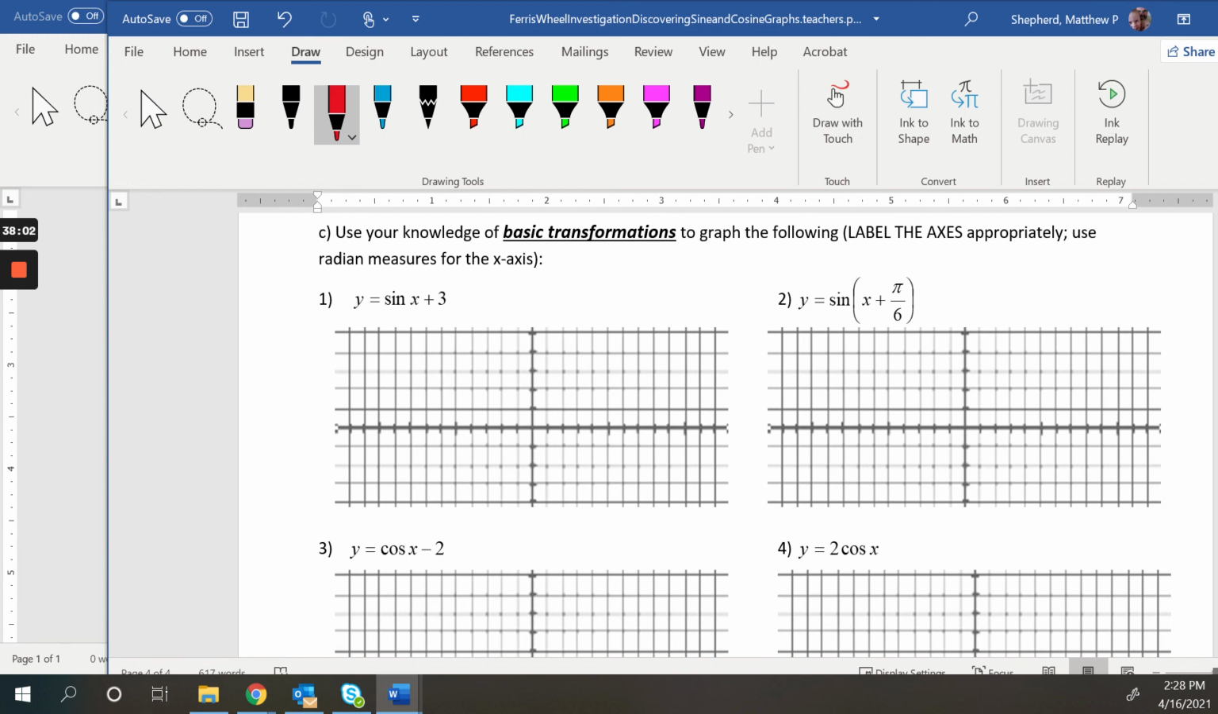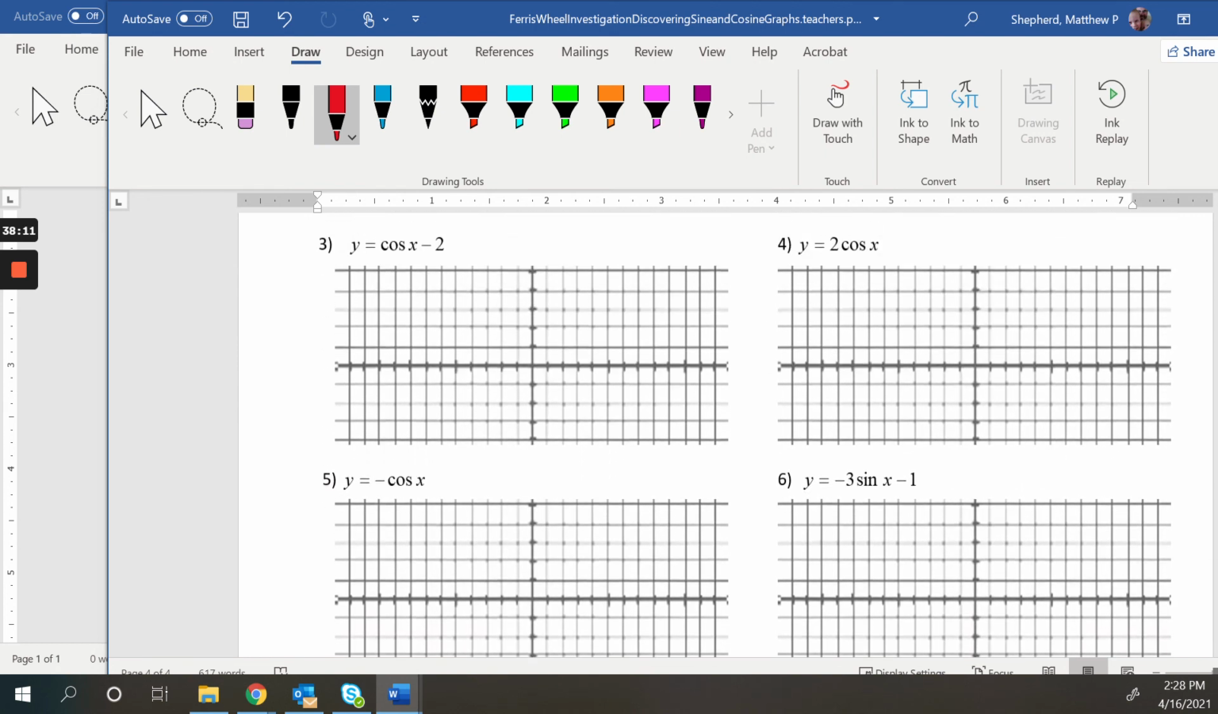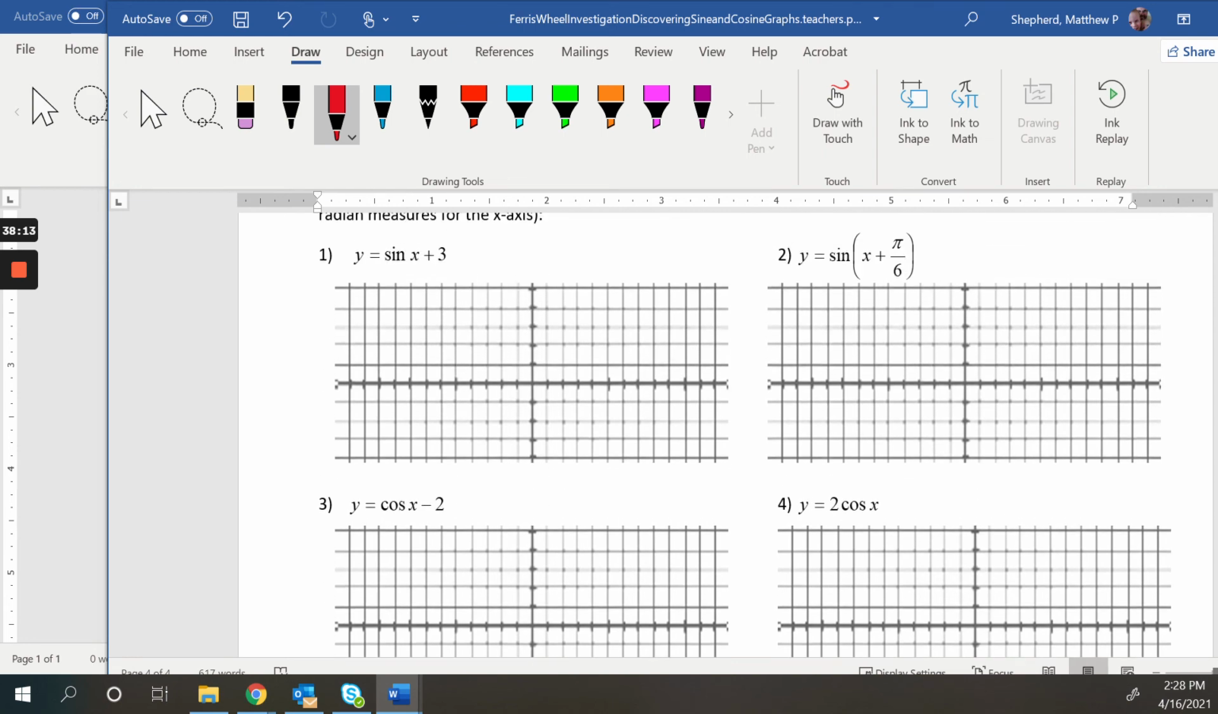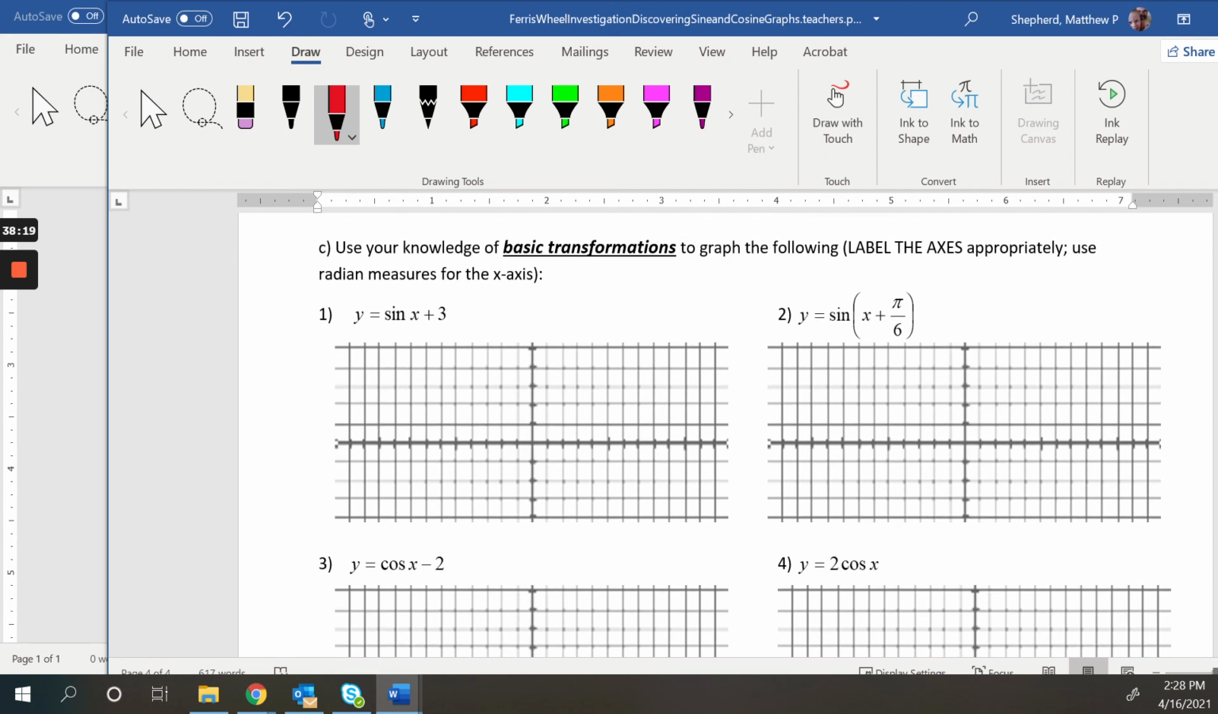Next, it's going to ask you to graph. Now, we just took a long time to make those other graphs, and now this assignment is showing 3 of them. The work we've already done actually makes this work easier. Okay? So you just need to pay attention to how these transformations are going to affect it.